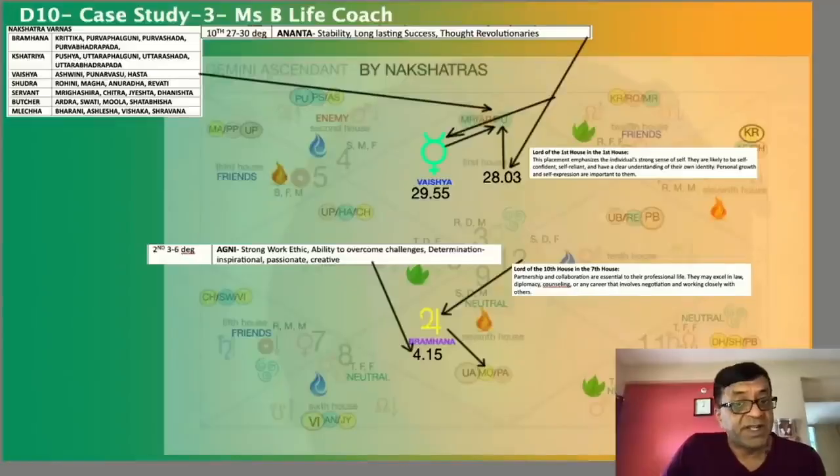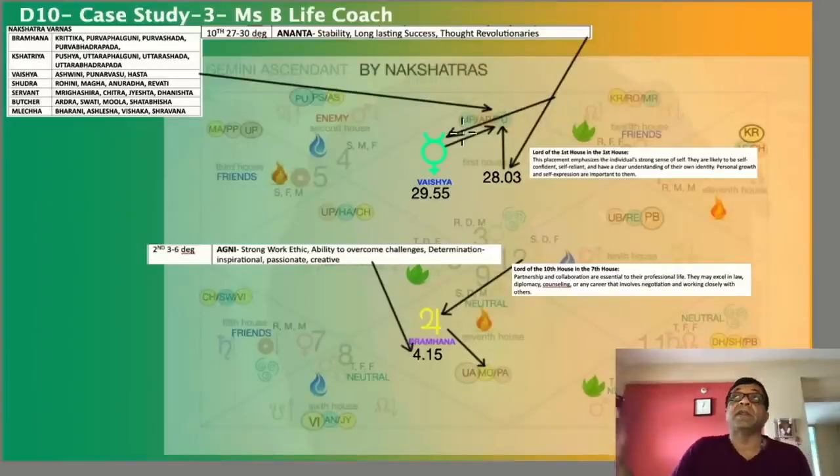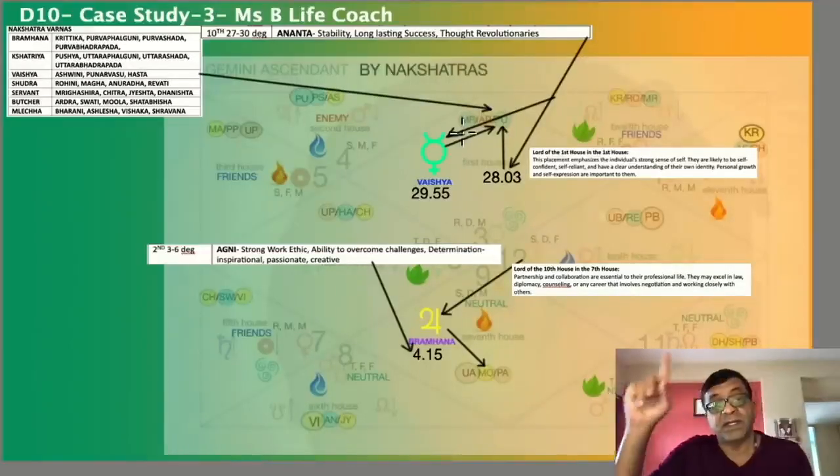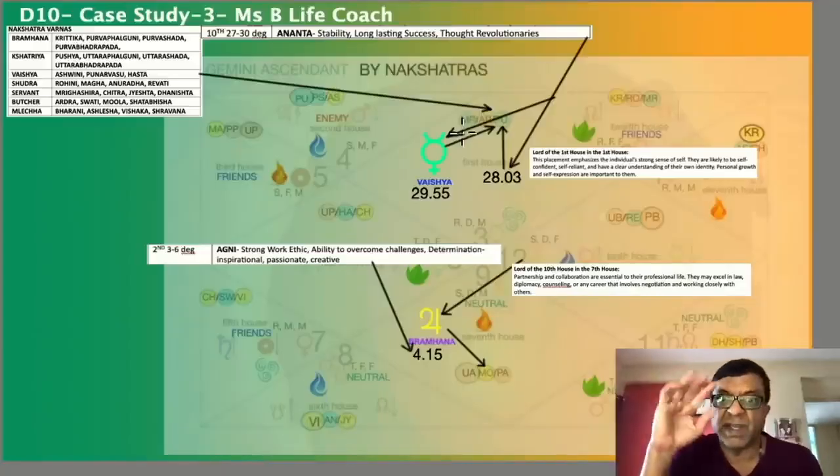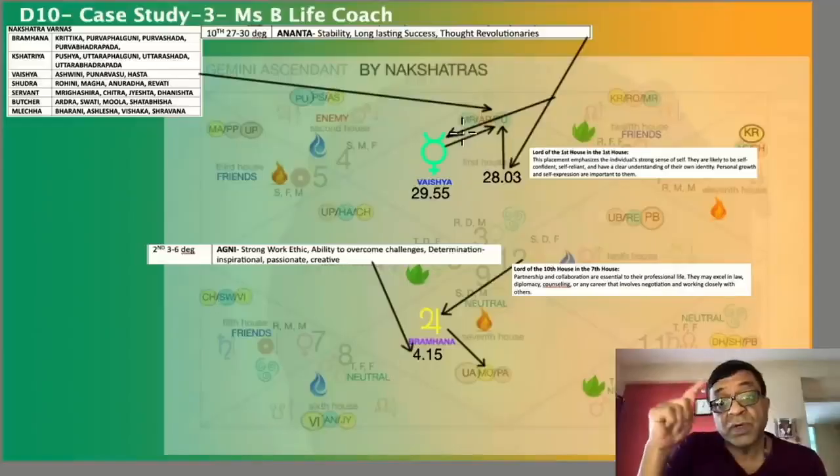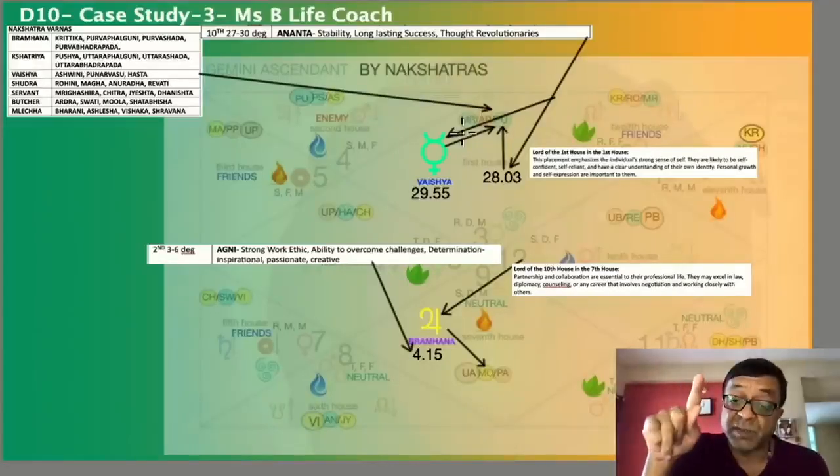So, our D10 chart looks something like this. Ascendant is in Punarvasu at 28.03 degrees. The Lord of the Ascendant is in the Ascendant in Punarvasu. Mercury is sitting in 29.55 degrees. So her Ascendant in D1 is also Gemini, D10 is also Gemini, just to be clear. Mercury is also sitting in Punarvasu, and the Lord of the Ascendant as well as Ascendant itself is in Punarvasu.